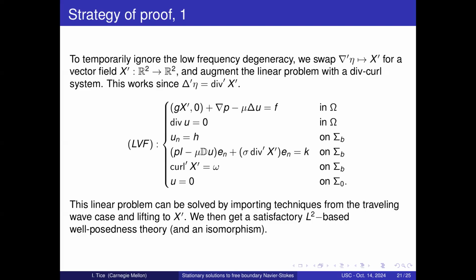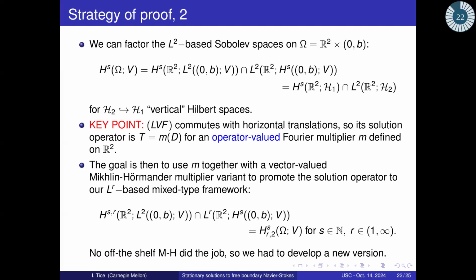Now, the thing that's nice about this is that div-curl is a nice problem, and I already knew that there was a relatively nice problem associated with most of this. So in fact, we get a relatively satisfactory L2-based well-posedness theory. And what I mean by relatively satisfactory is that we get an isomorphism between Banach spaces. So we're good to go. So what do we do next? How do we get to the L^p approach?